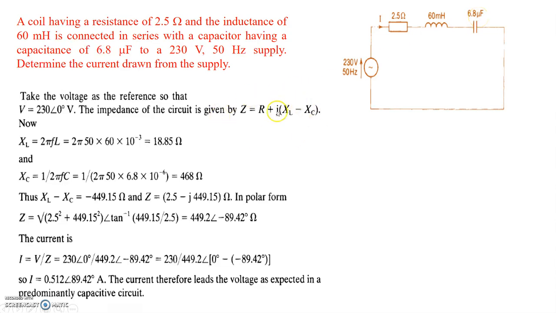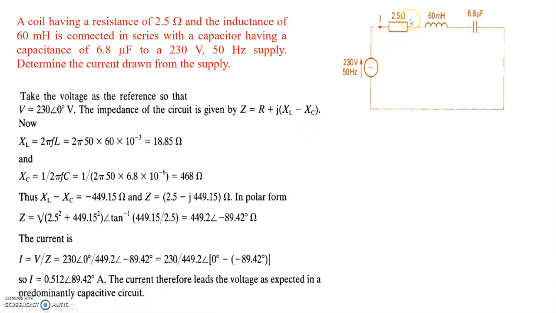Once the net impedance is computed, the current through the circuit can be calculated directly from I is V by Z. This is a phasor, and I is 0.512 at an angle of 89.52. The current therefore leads the voltage as expected in a predominantly capacitive circuit.